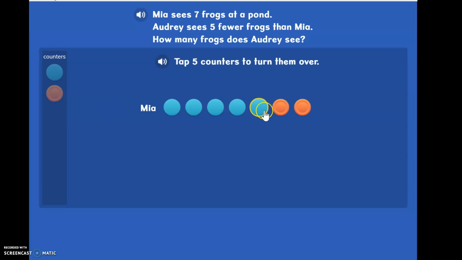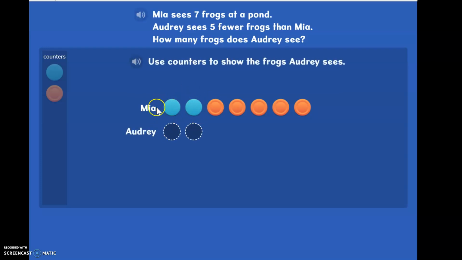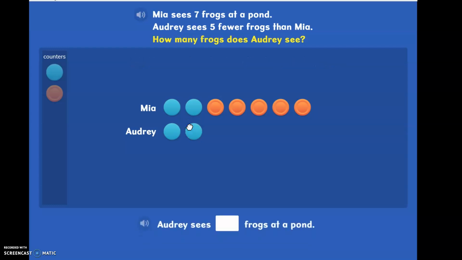So we're using those 7 counters from Mia. Okay, so there's 5 fewer. These counters show the same number of frogs that Audrey sees. Use counters to show the frogs she sees. Okay, so 7 was Mia's. Audrey had 5 fewer, so we're showing that part of 5. And then we can see that Audrey saw 2 frogs. Now solve the problem. How many frogs does Audrey see?